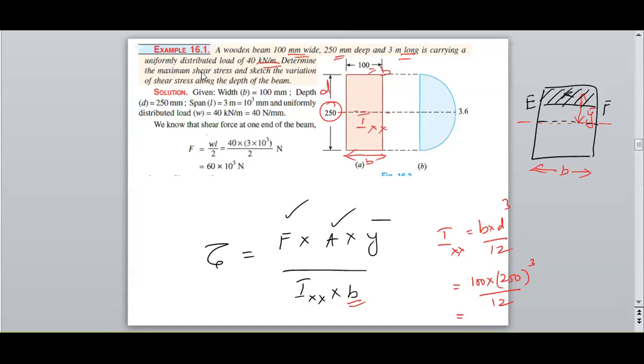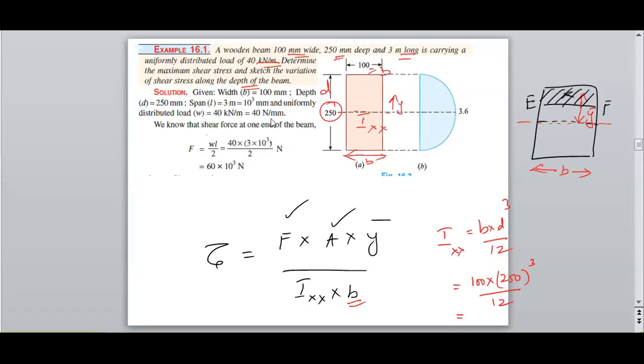Determine the maximum shear stress and draw the stress distribution curve along the depth. So I need to vary the depth and find out the stress values, that is, the shear stress values.